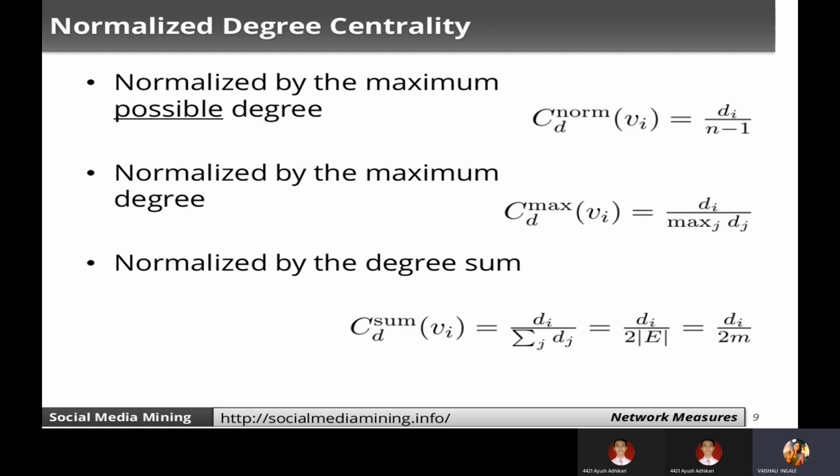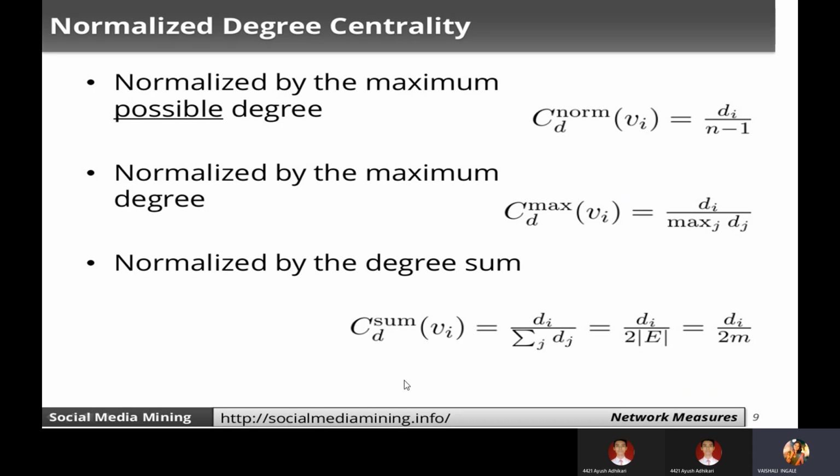That will be Di, which is nothing but the degree of that particular node, and whatever the other nodes, that is dj of other nodes, denoted by dj other than the ith vertex. So we are going to find out which vertex has the maximum degree, and that will be divided by that. The next one is the normalized degree centrality, normalized by degree sum.